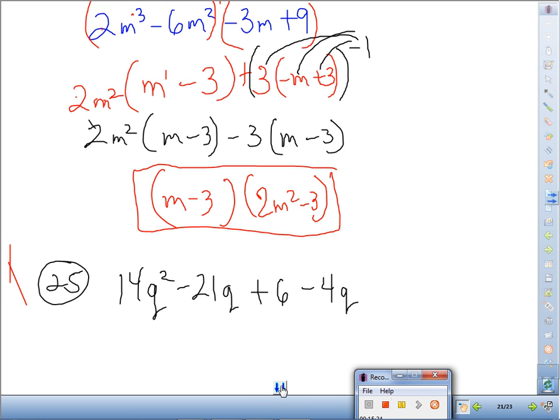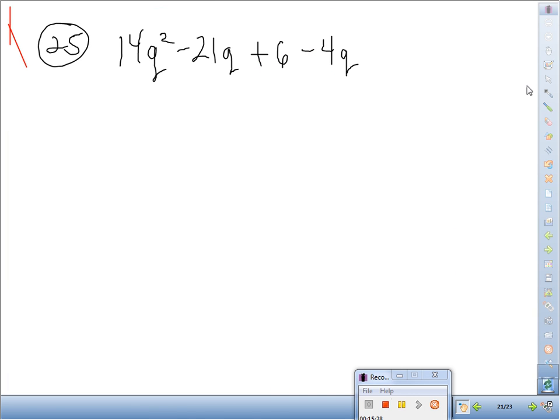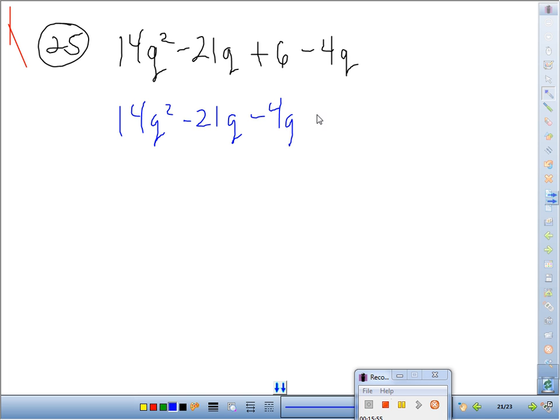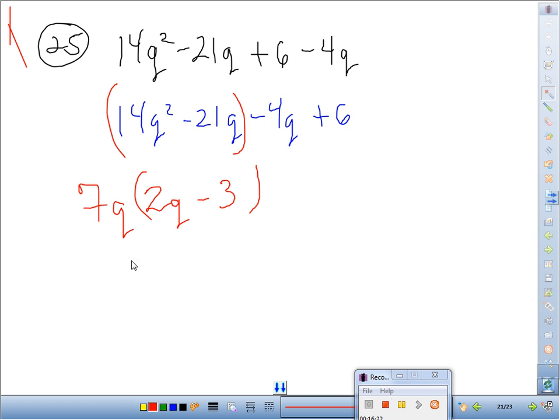Okay, here we go. First of all, is it in standard form? No. We need to rewrite it. 14q squared minus 21q minus 4q plus 6. From there, we group the first two terms. What number divides 14 and divides 21? 7. And what's my smallest variable? Q. Therefore, 14 divided by 7 is 2. Q squared divided by q, that's q. Minus 3. And we already have the 7q out.